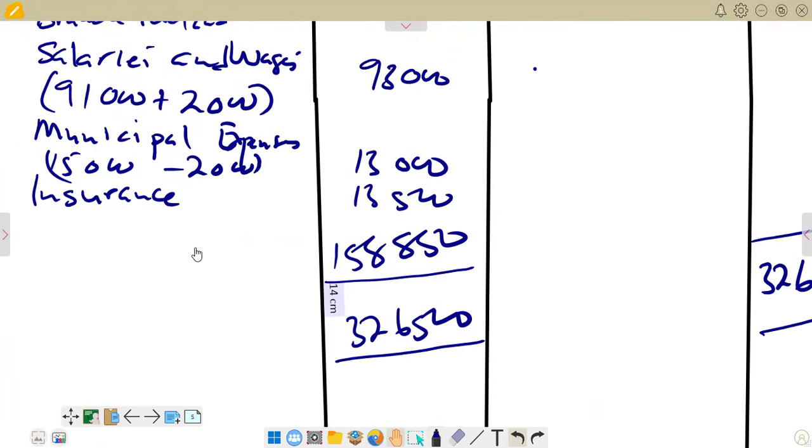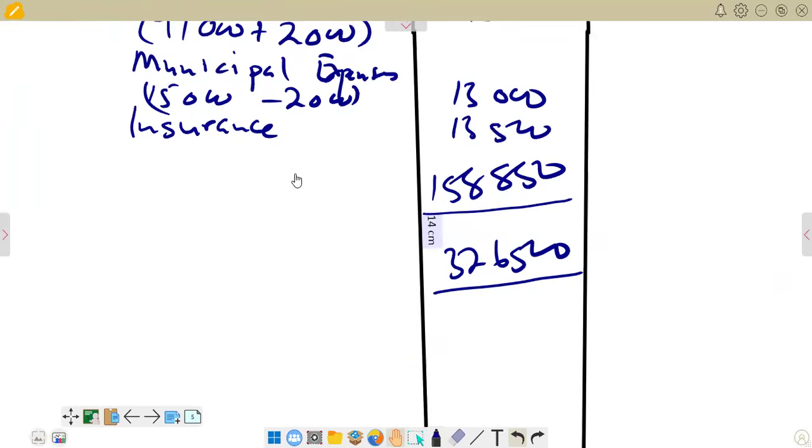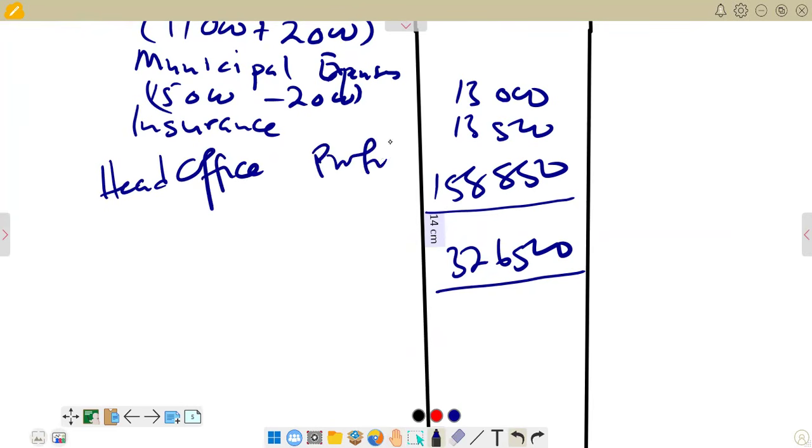So this 158,850 is now supposed to be transferred. It's now being transferred to the head office profit or loss. Remember, this is the branch profit or loss that we've prepared, and the balancing figure in the branch profit or loss is supposed to be transferred to the head office profit or loss. So this is the figure that we're talking about that is being transferred there, 158,850. So this marks the end of our question.